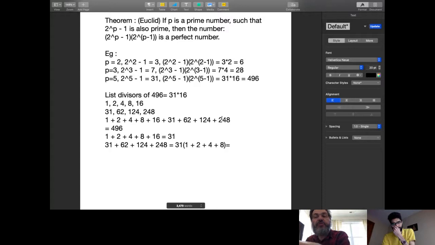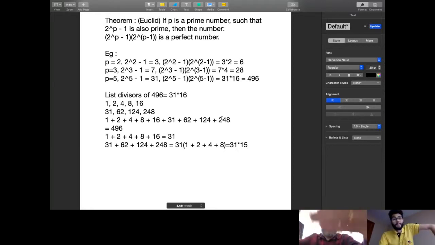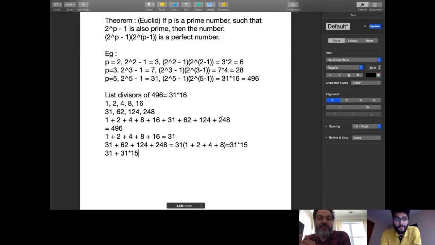Now we know that the sum of these powers of 2 is the next power of 2 minus 1. So 15. So 31, let's write it. I don't multiply it. I write 31 plus 15. So now when I add these last two lines, I get 31 plus 31 times 15. And this equals 31 times 16. And that's our number, 496. Now let's repeat, and that's the proof in general. Let's repeat this in general.